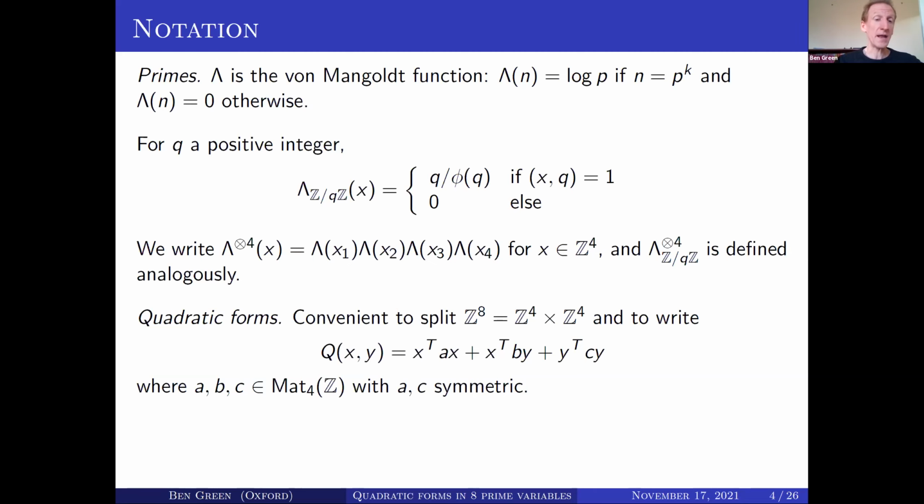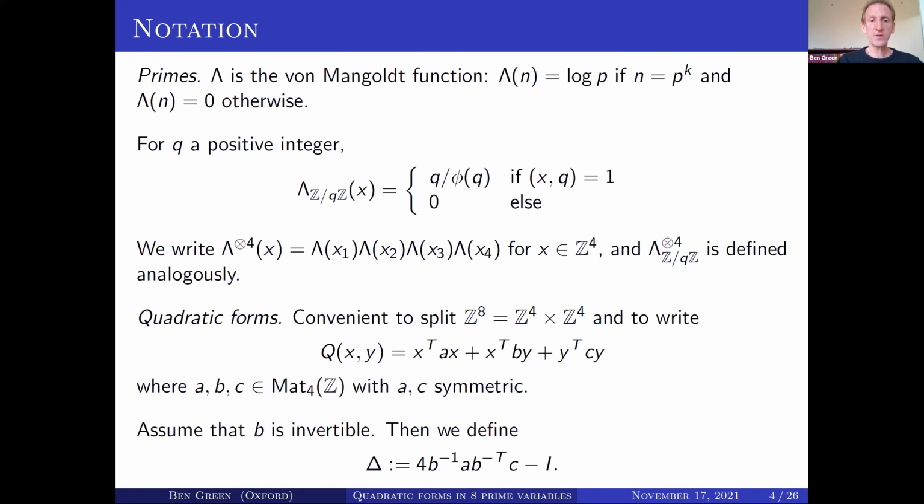So x and y are then vectors of length 4. And then you can write a general quadratic form as x transpose Ax plus x transpose By plus y transpose Cy, where here A, B, and C are 4x4 matrices. You can assume that A and C are symmetric. So that's a fairly natural thing to do, it will turn out. And then finally, something quite non-standard, something that turns out to play an important role in what I'm going to talk about is this matrix delta.